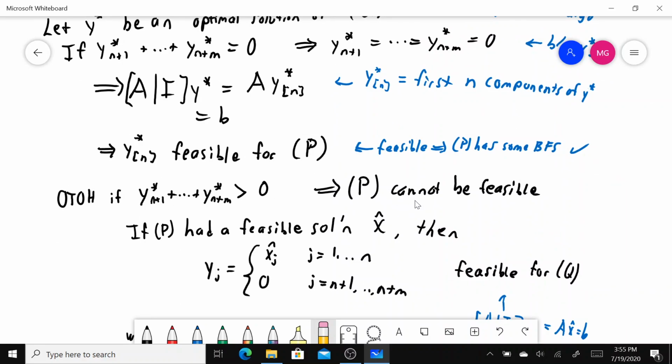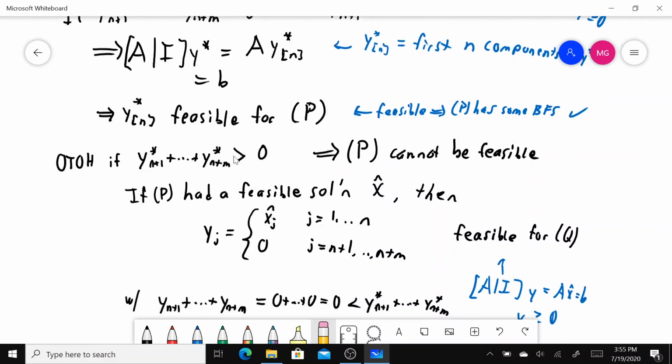On the other hand, if that sum for the optimal value is positive, that's going to imply that P cannot be feasible. Basically that would be because if P were feasible, then we'd be able to construct a solution for the auxiliary Q which has an even better objective value, and by better I mean less, because we're trying to minimize. But that would contradict the fact that this is supposed to be optimal, and so that means we can't have a feasible solution if this is positive.